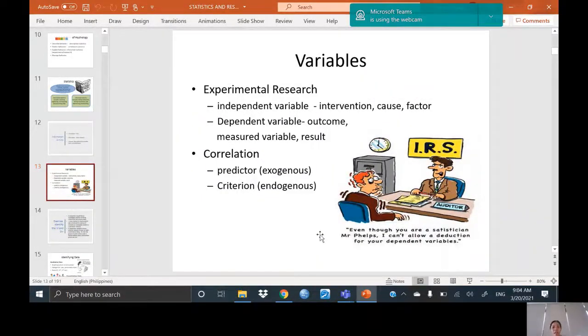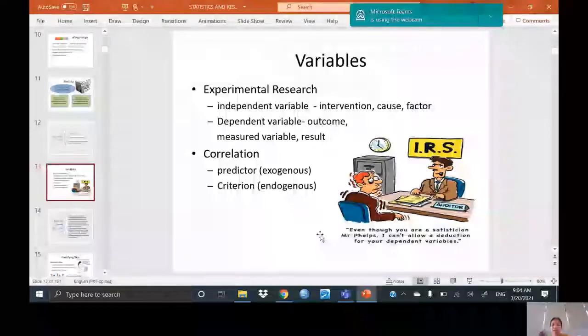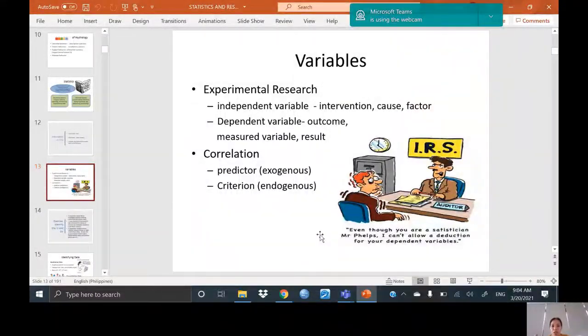A variable is any concept. So if we are talking about psychological research, a variable is any concept that may change in time, in quality, in amount, in property. It is a variable. That is why it is taken from the root word vary. Vary means change. Okay, a variable.